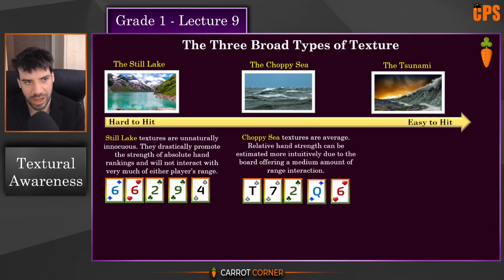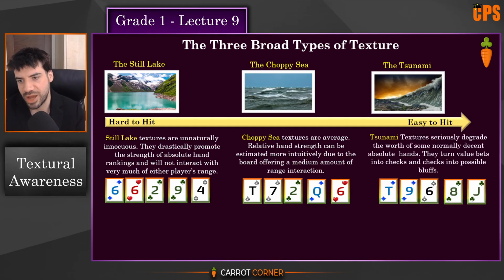If they're doing really well, you're probably on a still lake, and if they're doing badly, you're probably on a tsunami, because a tsunami texture seriously degrades the worth of some of the normally decent absolute hands like top pair, second pair, third pair, two pair. They turn value bets into checks and checks into possible bluffs.